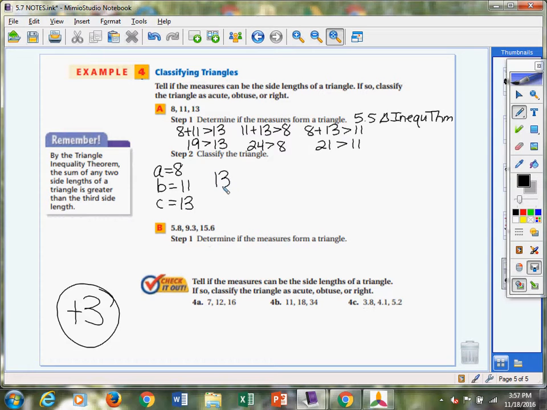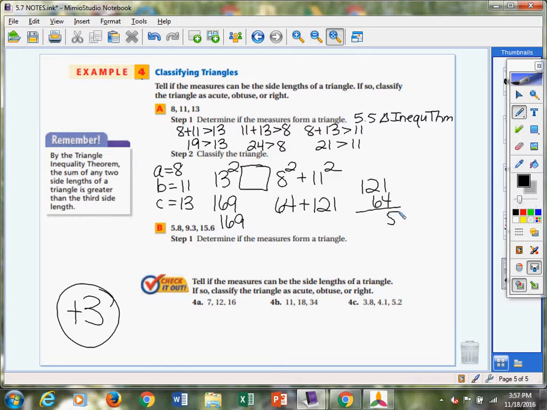So the way you plug this in, you're going to do 13 squared. I'm not going to put a symbol here. In fact, I'll just put a box so we can compare the sides. And then 8 squared plus 11 squared. Okay, so we know 13 squared is 169. 8 squared is 64. 11 squared is 121. And so we need to figure out what 121 and 64 equal. And I've got 185. So the symbol, they're clearly not equal.